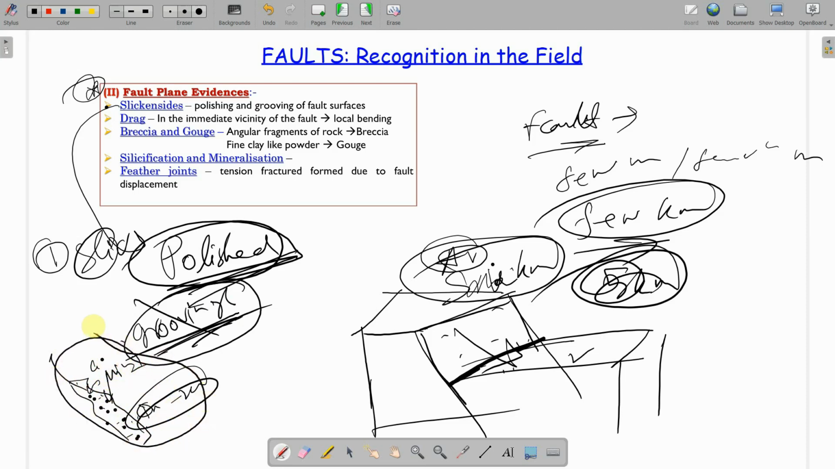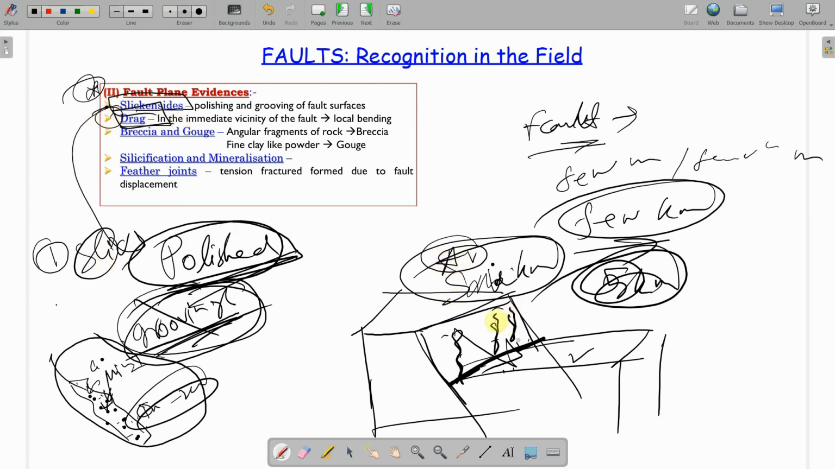So if you are inspecting a fault plane, you should keep this concept in mind. See, are there any slickensides present? Slickensides are also useful in knowing the direction of the latest movement. By seeing the grooving marks and the mineral deposits, you can understand that slickensides are commonly associated with faults and are formed along the fault plane. So on the fault plane you will see this kind of structure, slickenside-like structures. Second point is drag.